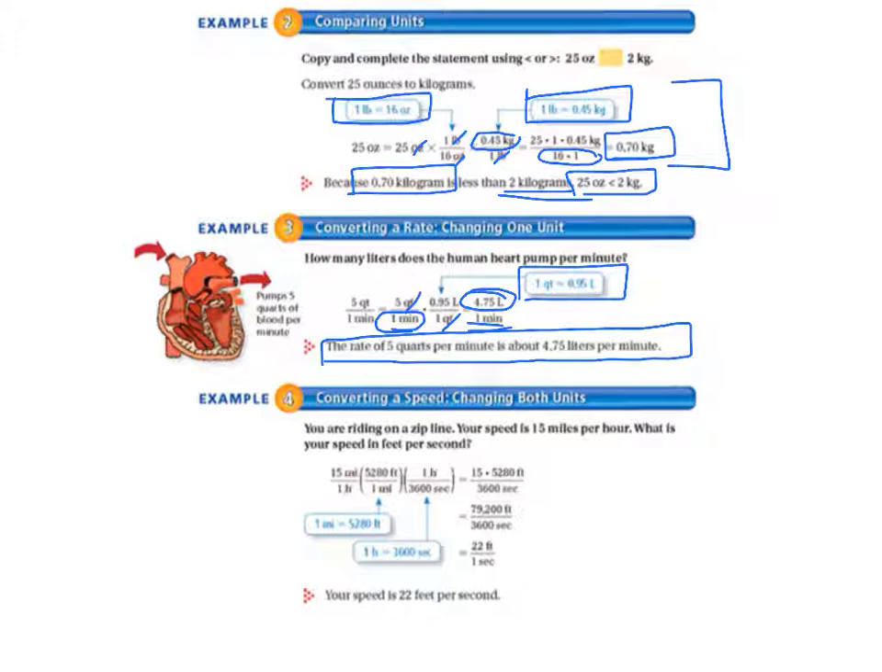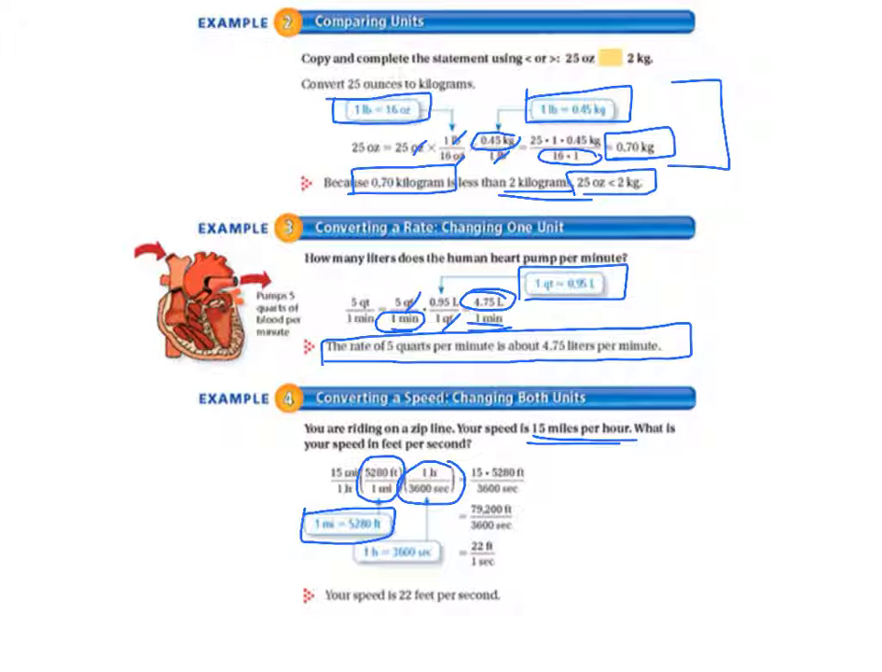Finally, example 4, we are converting a speed, changing both units. So stay with me here. You're riding on a zip line. Your speed is 15 miles per hour. What is your speed in feet per second? So we're changing the miles to feet, and we're changing the hours to seconds. So we are going to change the miles at the top. It says 1 mile is 5,280 feet, and so we've got that conversion factor in here, and then we've got 1 hour is 3,600 seconds, so we've got that one in there too.